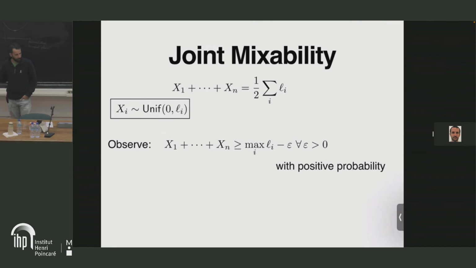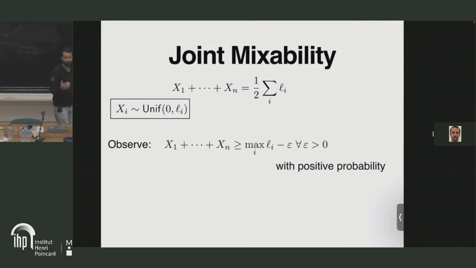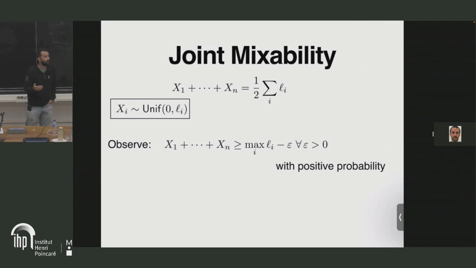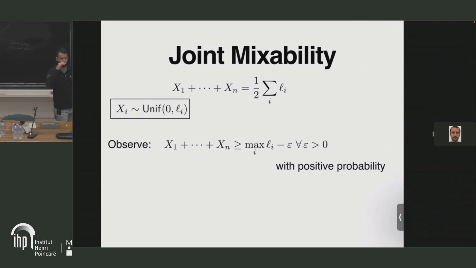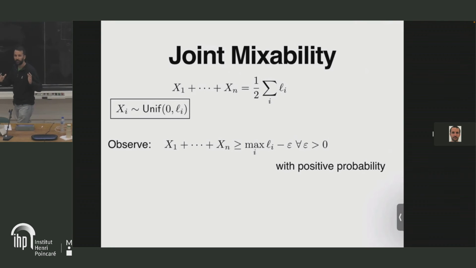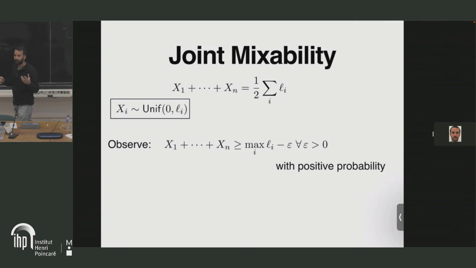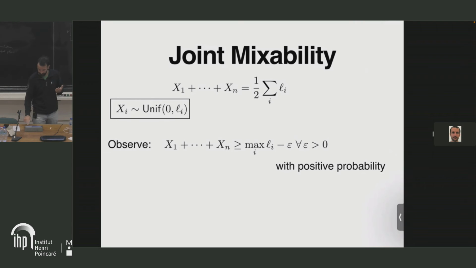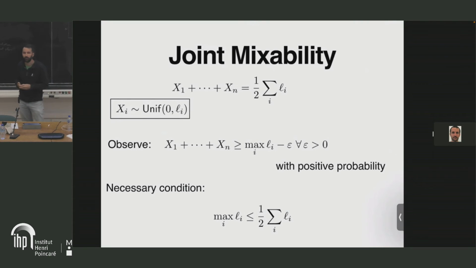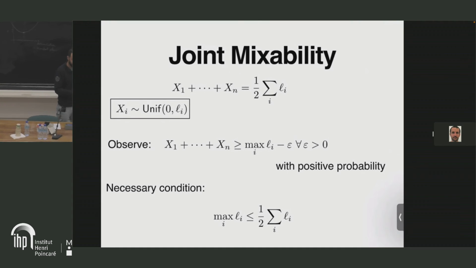A little observation: since all my xi's are positive, when I add them up, they will be larger than at least the largest one. And if I take the one that is uniform on the largest interval, then there is a strictly positive probability that this xi associated with the largest interval will be pretty close to Li. And so I know that there is a positive probability that this sum is going to be larger than the max of the Li's. This is a necessary condition for my mixing to be possible. This little observation ensures that if I don't have this condition, then I cannot mix my variables.